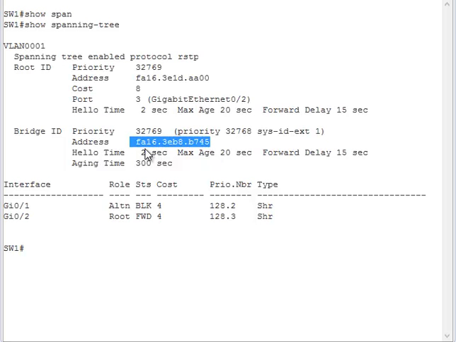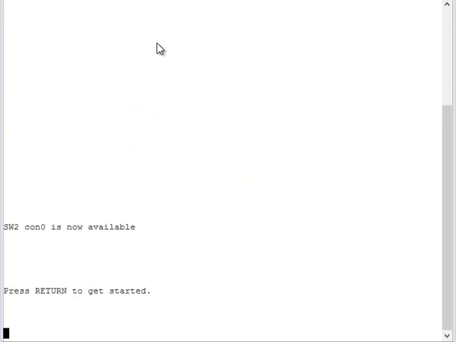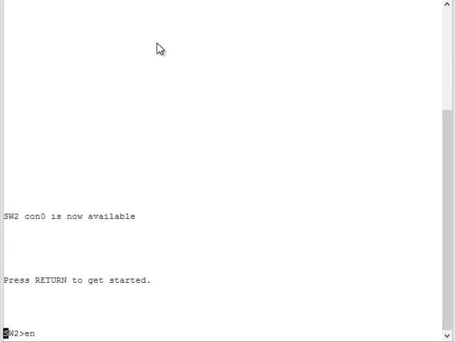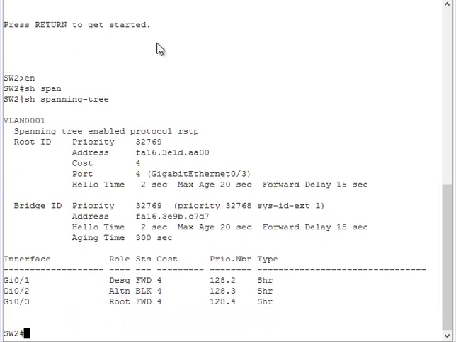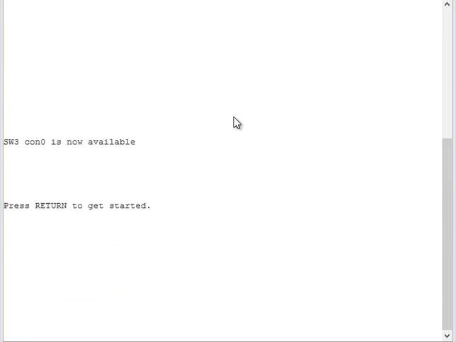So for switch 1, it's FA16.3EB8.B745. Let's go ahead and go into switch 2. Switch 2's MAC address is FA16.3E9B.C7D7. And switch 3.